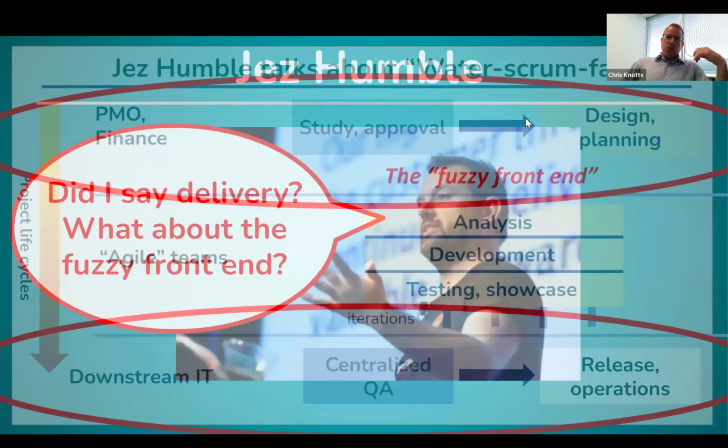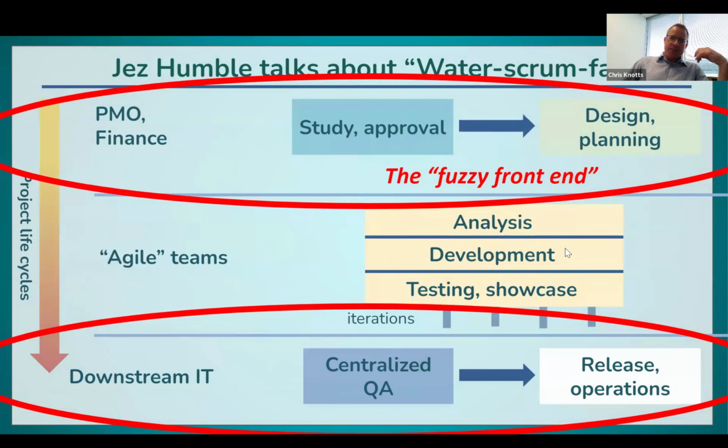So when he says water-scrum-fall, this is really what he's talking about. There's flow-based work or Agile-based work focused on value and delivery. It just sits here in the middle with the Agile team. And then these top and bottom ones are sandwiching our Agile practice.